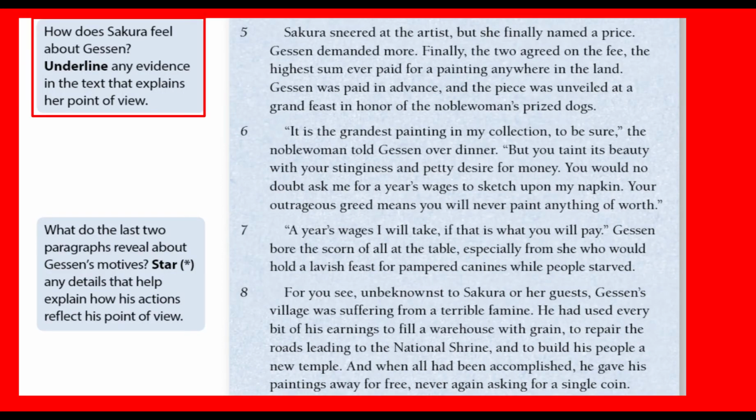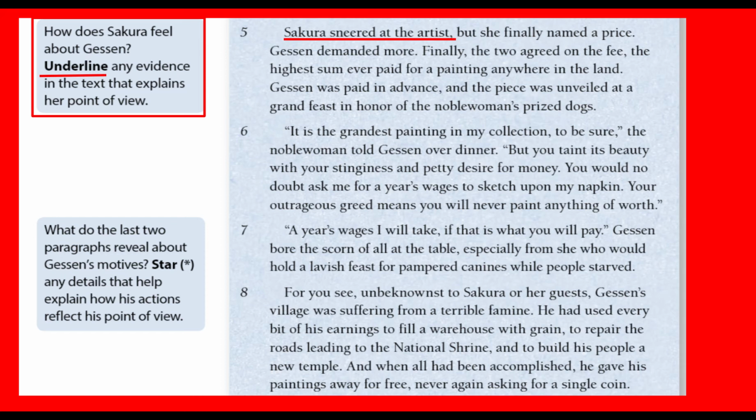So the second thing I have underlined, let me get us back to where we were, is in paragraph 5. It says Sakura sneered at the artist. When you sneer at someone, you don't do it because you like them. Let me just say that. When you sneer at someone, it's like you are turning your nose up at them, like maybe you think you're a little bit better than they are, or maybe they're doing something that you don't like, you make an ugly face at them. So that's what Sakura is doing at Jeshin right now, right?